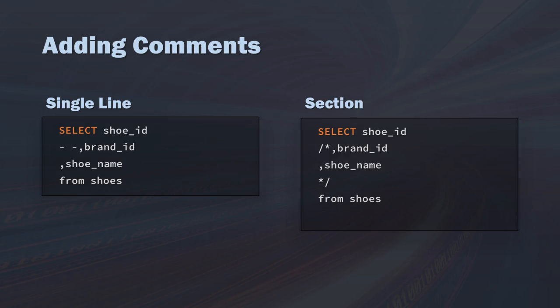So there are two ways to add comments. One is by adding single line comments, and the other is by adding a section of comments. In this, I'm selecting shoe ID, brand ID, my shoe name from shoes, and I just want to comment out the brand ID. I don't need it here. So I'm going to add 2 dashes, and it's just going to remove that whole line. When I run this code block, that's what's going to happen: I'm just going to get the return for the shoe ID and the shoe name.